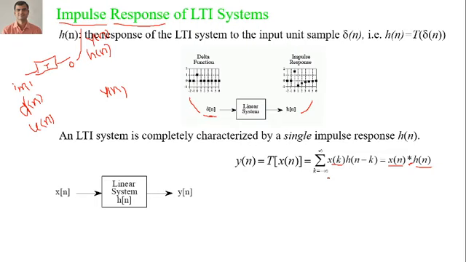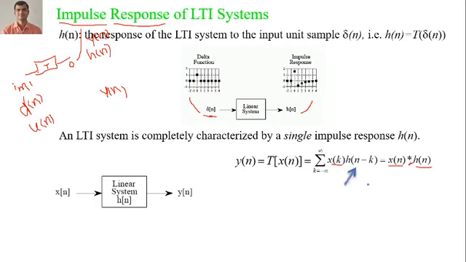What we will do? First we have to multiply x of k with h of n minus k. Whatever terms you are having, you have to sum, you have to add. So we will get the convolution between two signals, x of n convolved with h of n. We will see this in the upcoming slides.